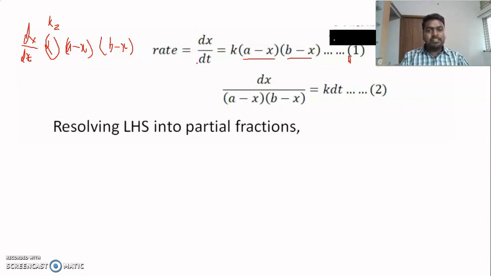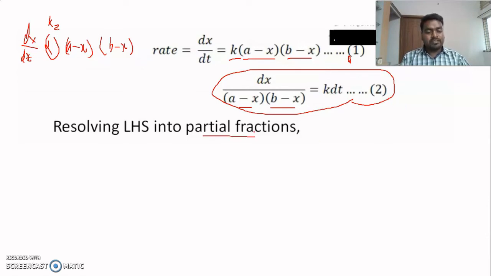Then we simplify this equation. Rearranging, dx divided by (a minus x) into (b minus x) is equal to K into dt. This is equation number 2. We cannot integrate this form directly, so before integrating we have to simplify it. A little mathematical knowledge is needed, and we can simplify this equation by using partial fractions.